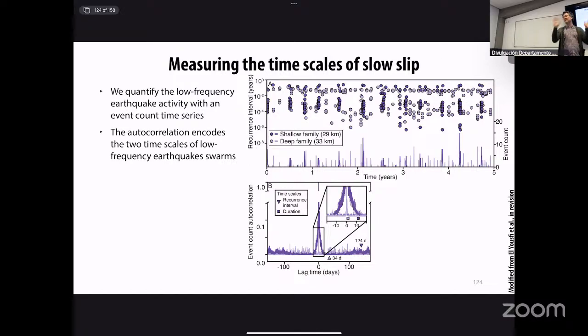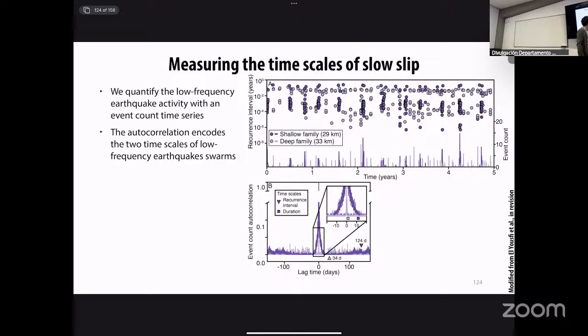We can do this for every single low frequency earthquake family. The second thing that we can do is, if there really is some nice recurrence, as we continue to slide our event time series to compute that autocorrelation, it's going to decrease as we get into this space in between the bursts.